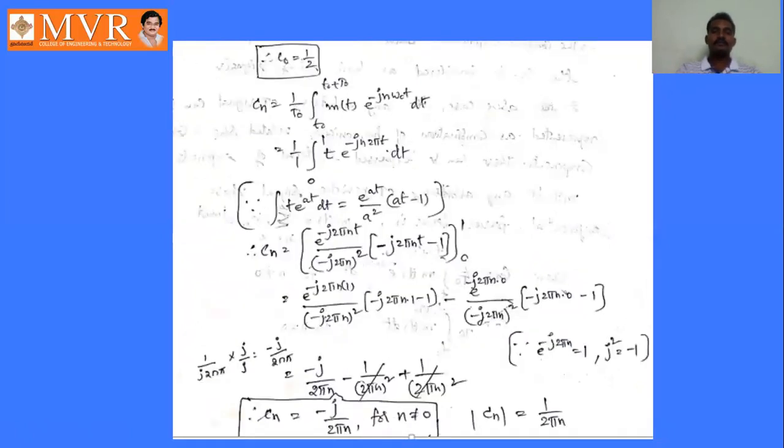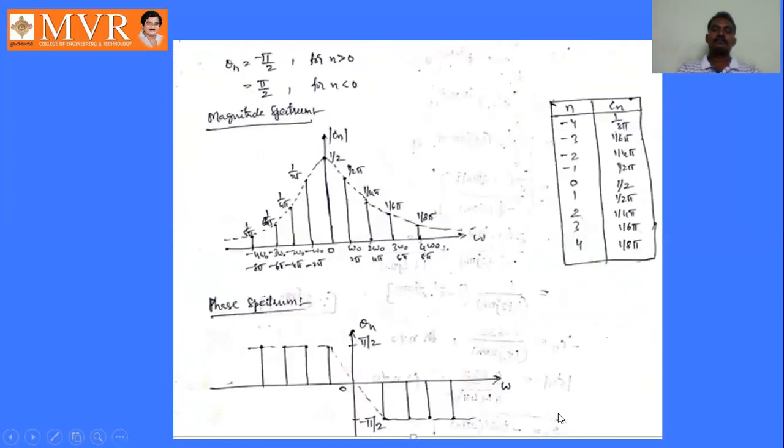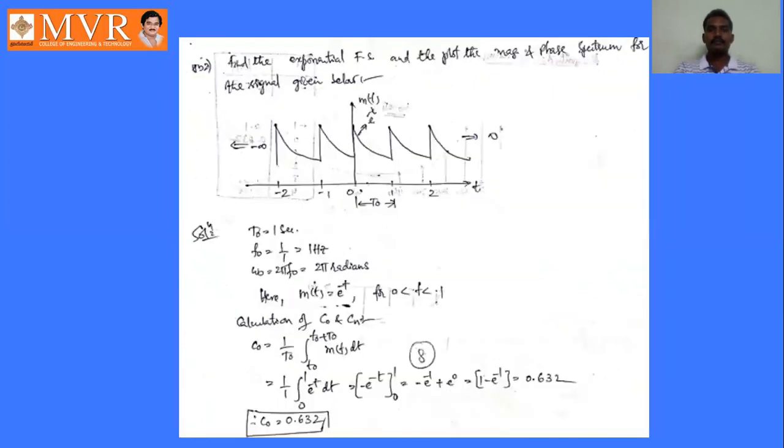This is the Cn value. We find mod Cn and theta n. Theta n is minus 90 and plus 90 for this problem. So simply we can plot the spectrums for magnitude and phase. Is it clear? Right. We will go for the next problem.